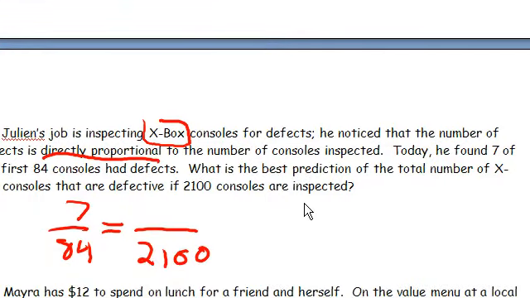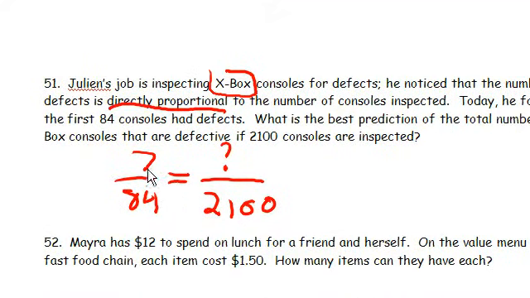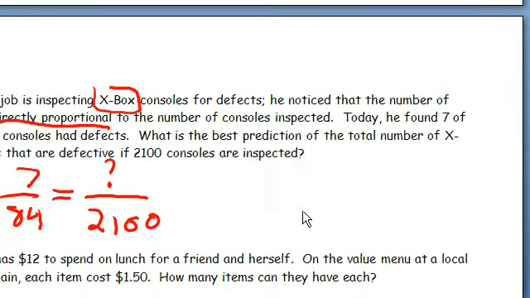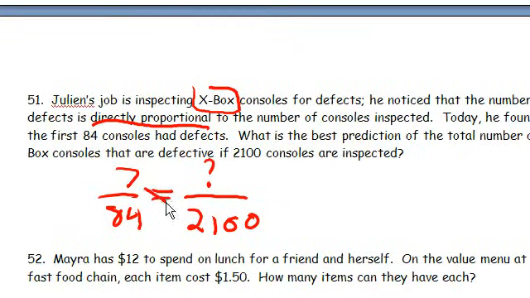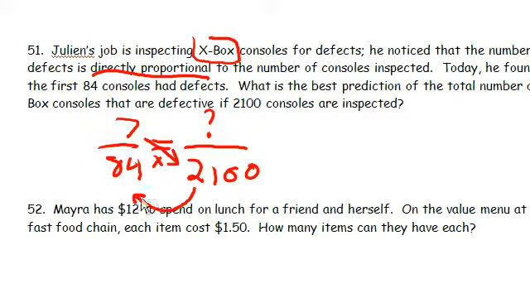So awesome! To figure out what this number is, I will simply figure out my proportion here, and the shortcut that I use is I go 7 times 2,100, then I take that answer and divide it by 84, and that gives me 175 defects.